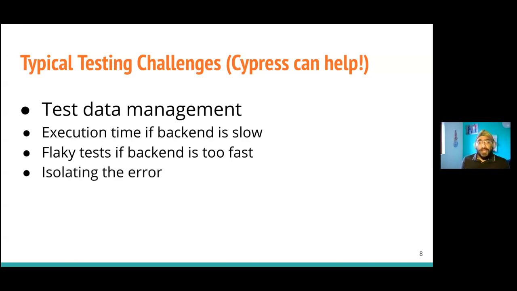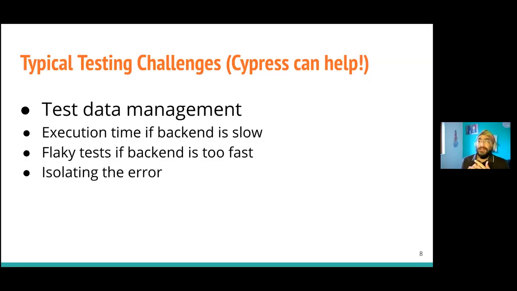Another issue is isolating the error. If I run an end-to-end test where I type something, I search for it, and I don't get the right response back, where is the error? Did I make the right request? Did the backend reply with the right data?